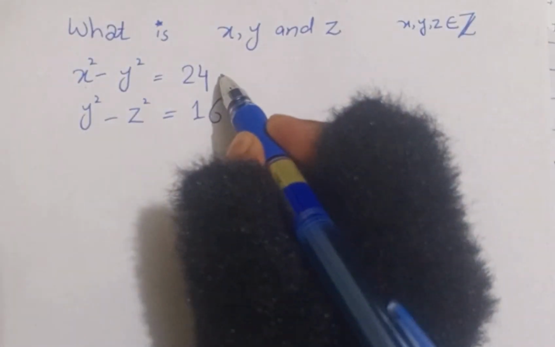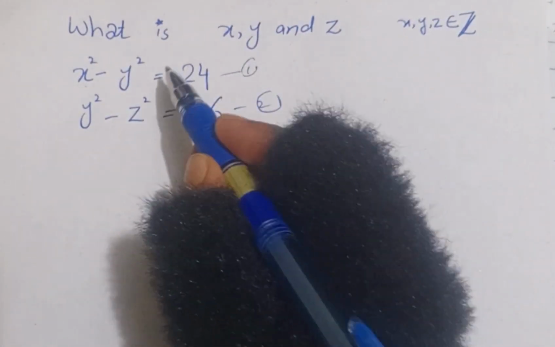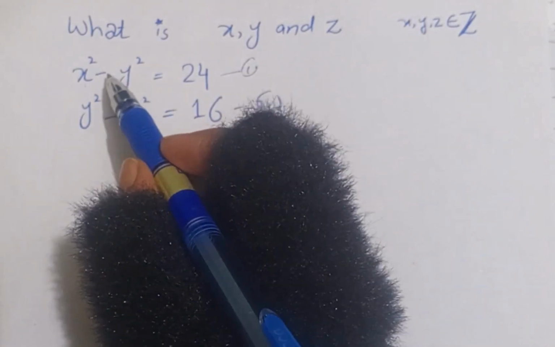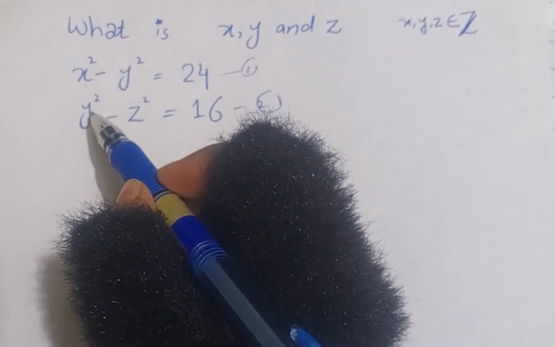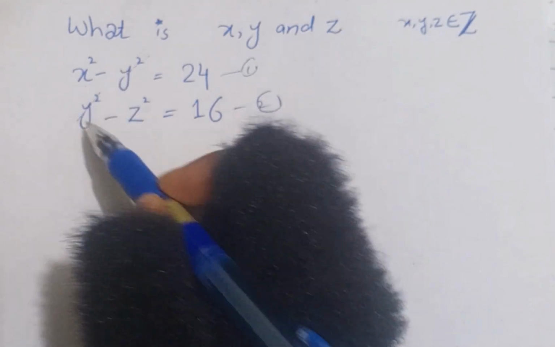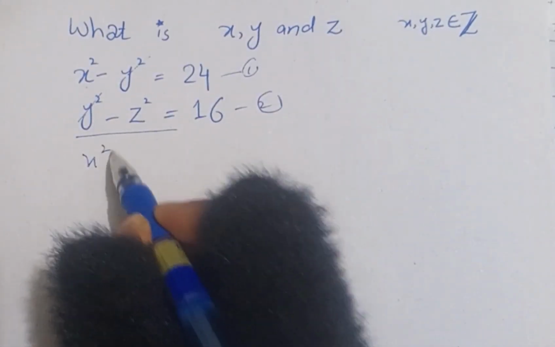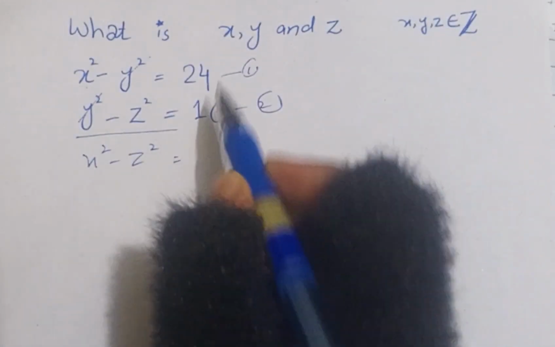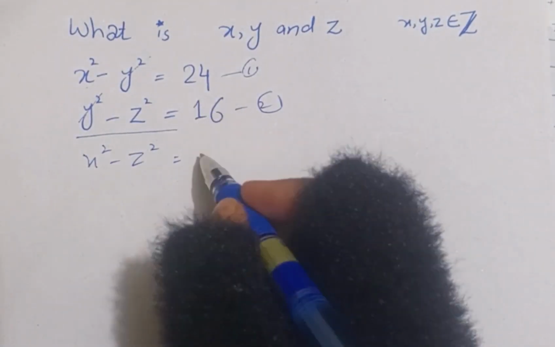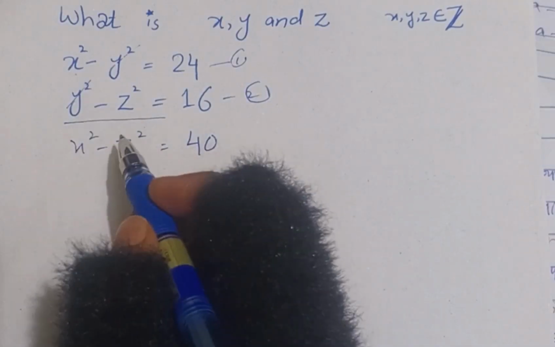So let's solve. This is equation number 1 and this is equation number 2. If we add these two equations, notice that this is a minus y square and this is a plus y square, so the y square and y square will cancel. We just get x square minus z square is equal to, if we add 24 plus 16, 40.